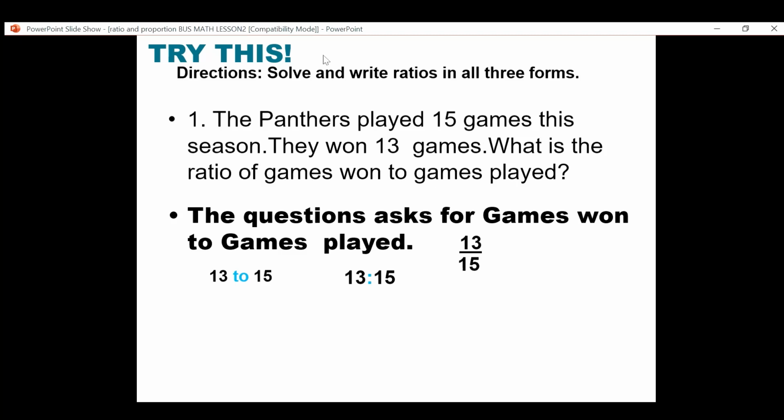So, try this, class. Solve and write in all three forms. The Panthers played 15 games. This season, they won 13 games. What is the ratio of games won to games played? Okay, so the number of games won is 13, and the number of games played is 15. So the ratio is 13 to 15, or 13 is to 15, or by fraction 13 over 15.